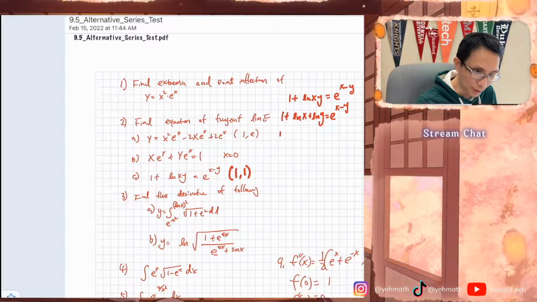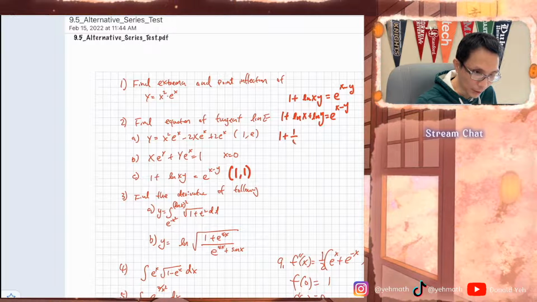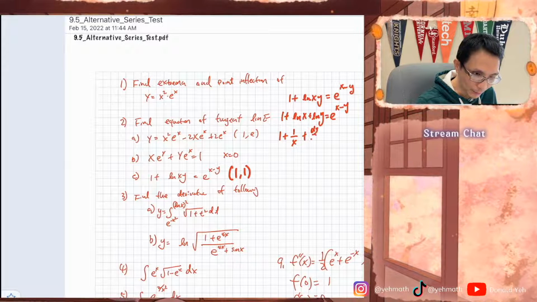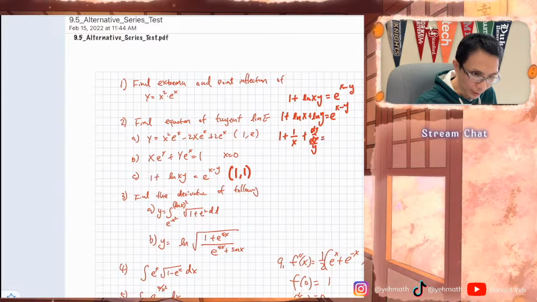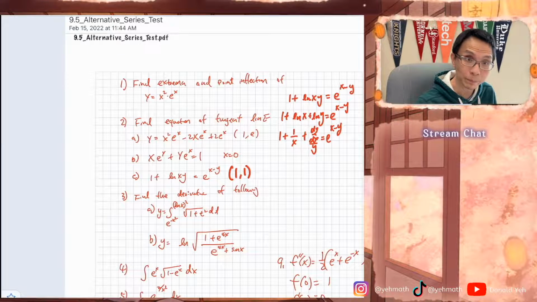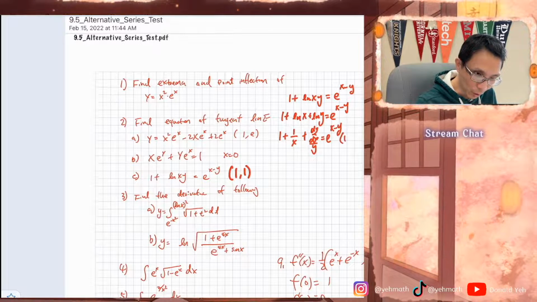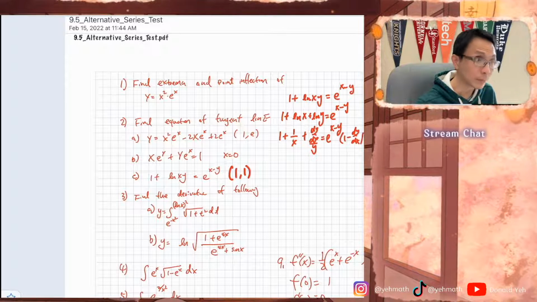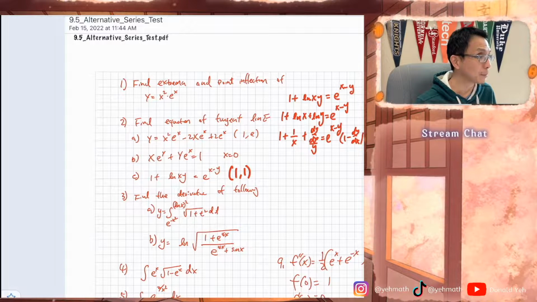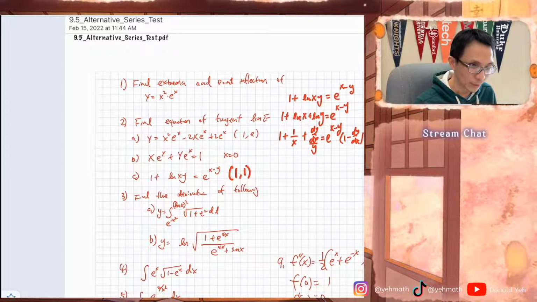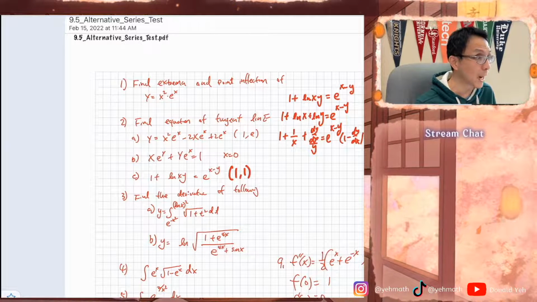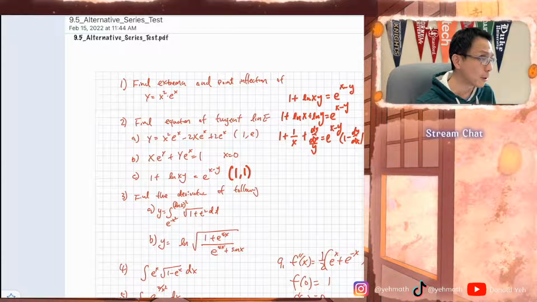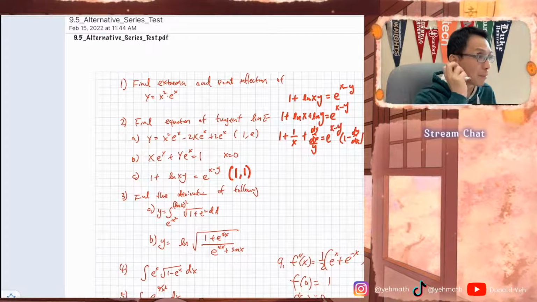Okay, so this one is gonna be 1 plus 1 over x. If I take a derivative of that, this one is gonna be dy dx over y equal to e to the x minus y times 1 minus dy dx. So far, this is the right path. Now, some people choose to do algebra to isolate dy dx from this part. I will not personally do that.